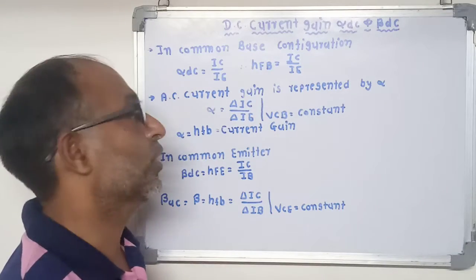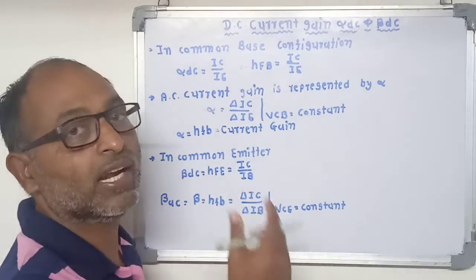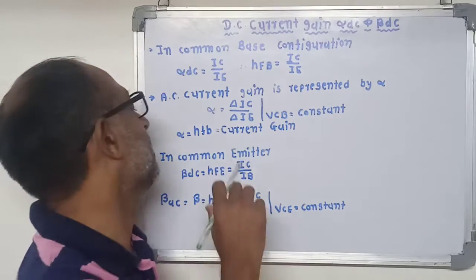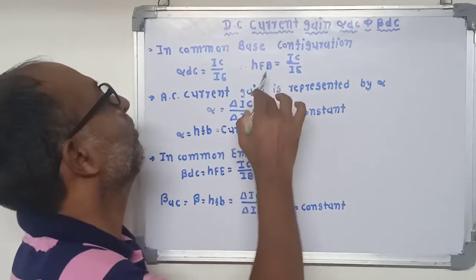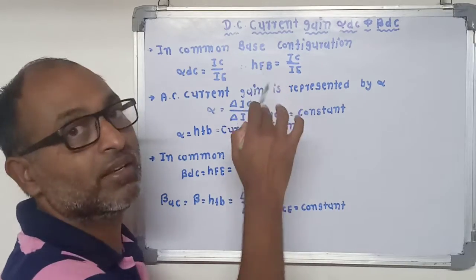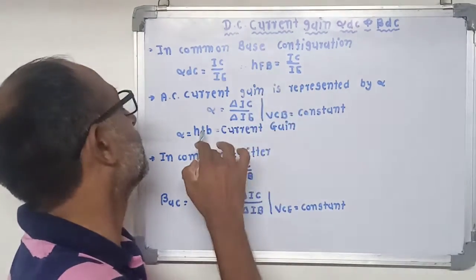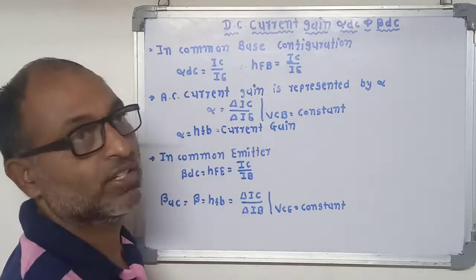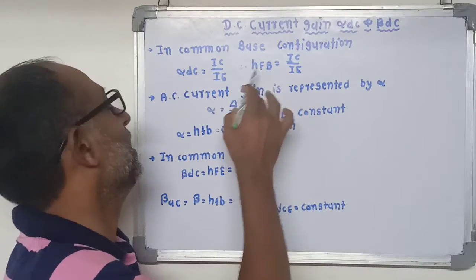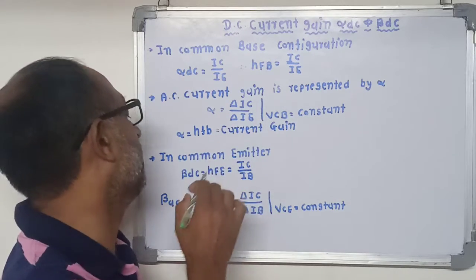VCB means the voltage applied between collector and base junction of the transistor. Here one most important thing is capital FB is denoted for DC and small fb is used for the AC. So there is a major difference between capital FB and small fb.